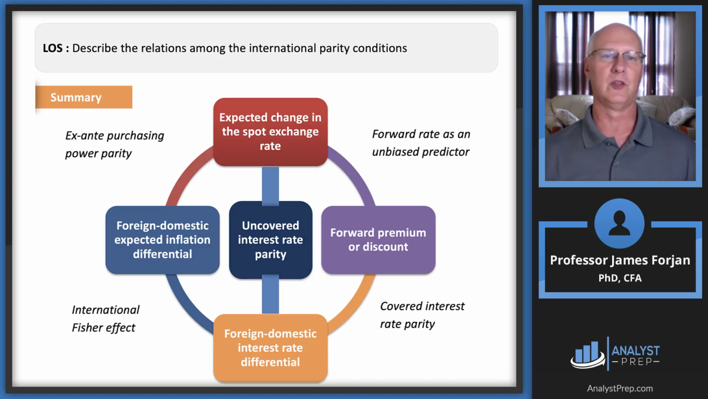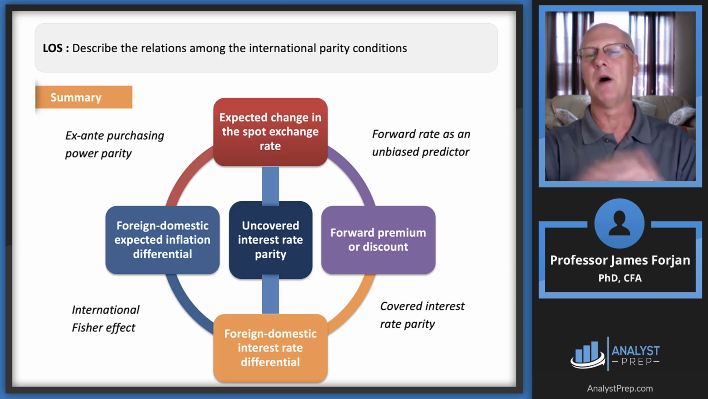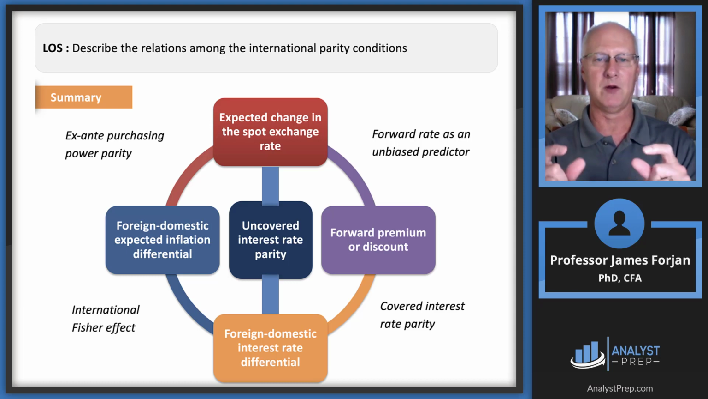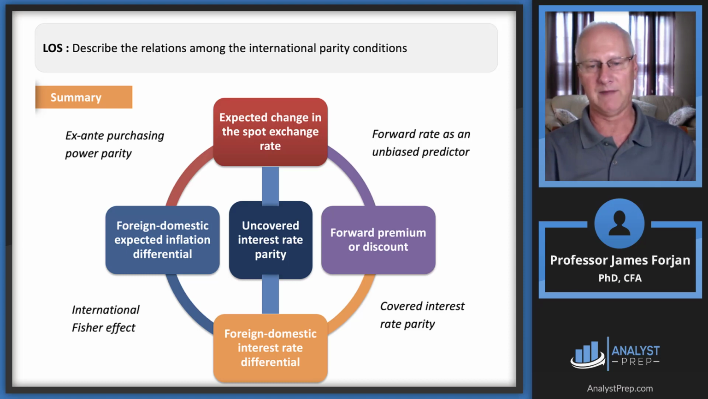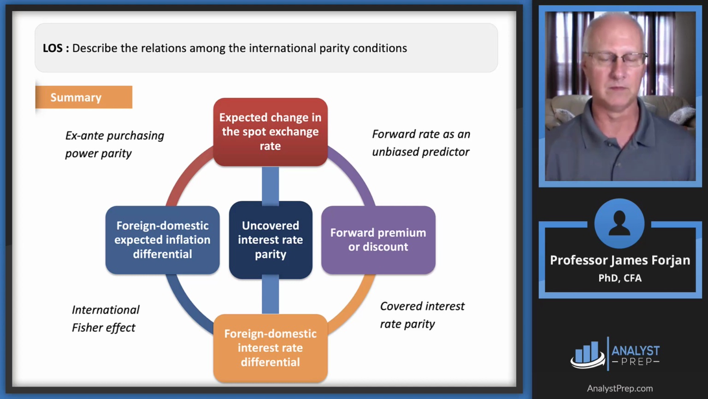Here's a really good illustration of what I'm referring to in terms of the relationship among all of these conditions. Notice in the middle, you have uncovered interest rate parity, which doesn't use a derivative. Surrounding that, you have changes in spot rates, changes in inflation, and changes in interest rates, and those are summarized over on the far right: forward premiums or discounts.